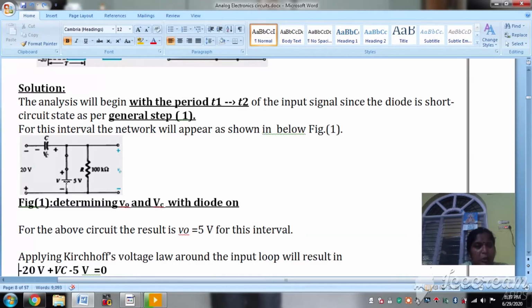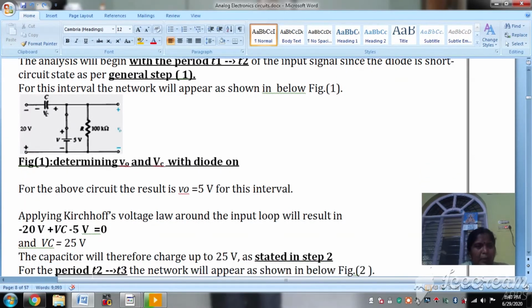Now I am going to apply Kirchhoff's voltage law here. Minus 20 volt, plus Vc, and minus 5 volt equals 0. My output voltage, as I have already told, is 5 volt. Now how much will the capacitor Vc charge? The capacitor will charge to 25 volts.